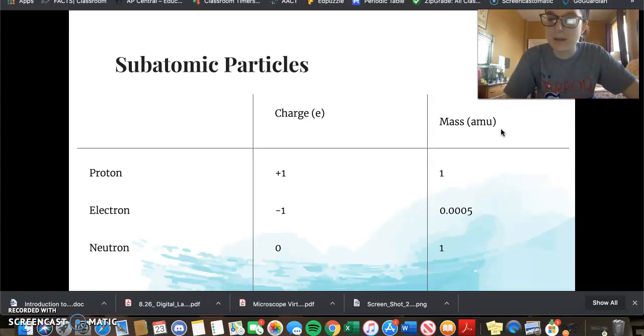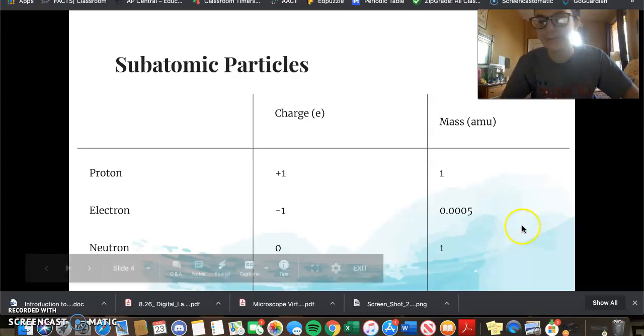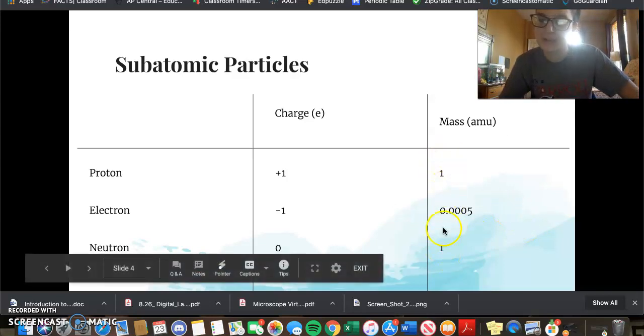And that is in AMU, atomic mass units, because we were talking about subatomic particles, which are extremely, extremely small. Electrons don't really have a mass until 4 decimal places out. So if we were rounding to the ones place, as these are, it would essentially be 0.